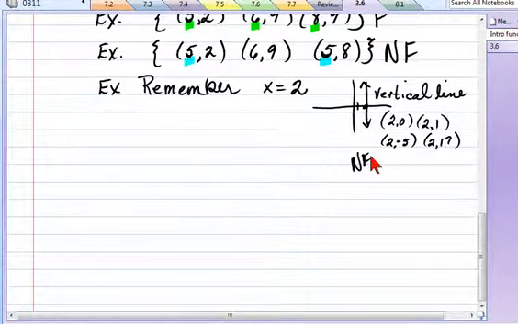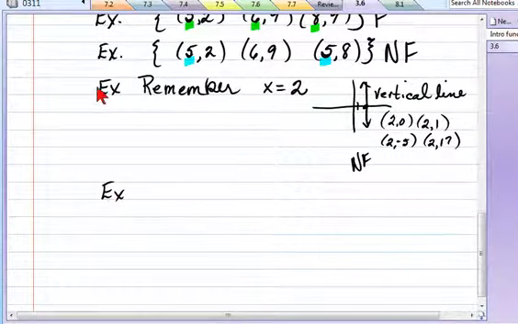I'm going to use the vertical line as a test to see if other graphs are functions. So let me show you how I'm going to do that. So that really should not have been marked as an example. That was just a remember. I wanted you to think about vertical lines.